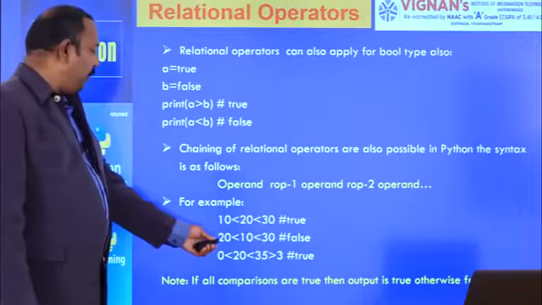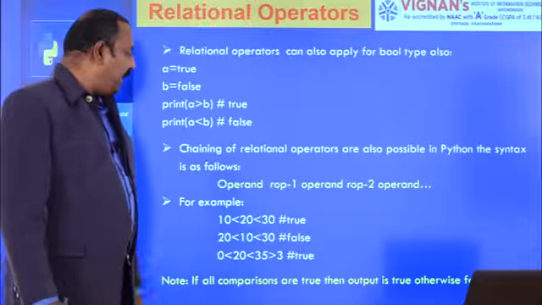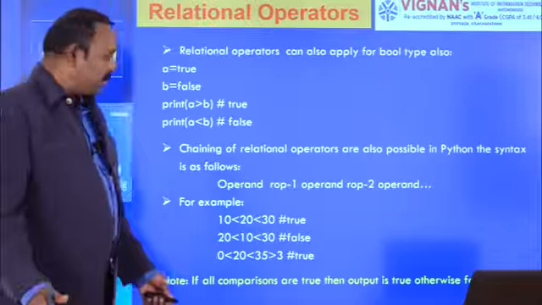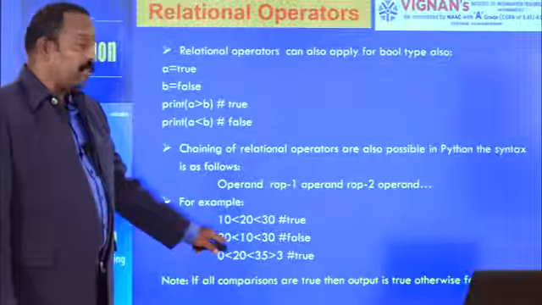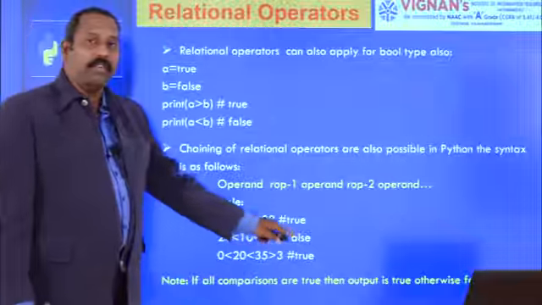Next example: 20 less than 10. 20 less than 10 is false. 10 less than 30 is true, but if one condition is false, what output will we get? We will get the output false.